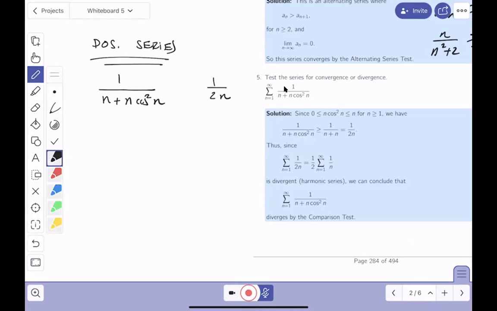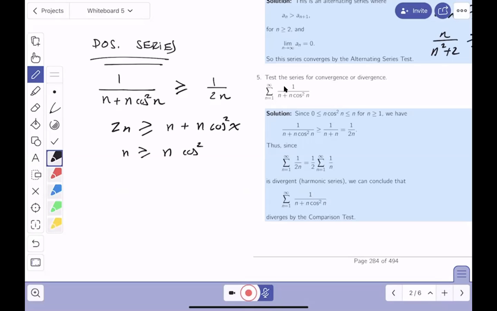Which one's bigger? I gotta say this, but let me make sure that's the case. I'm gonna write this down now. I just want to make sure this is true. It's all positive though, so I don't have to worry about negative signs or flipping the inequality. And you get n plus n cosine squared n. And then you get n greater than or equal to n cosine squared.